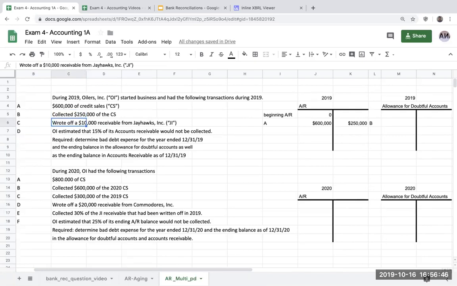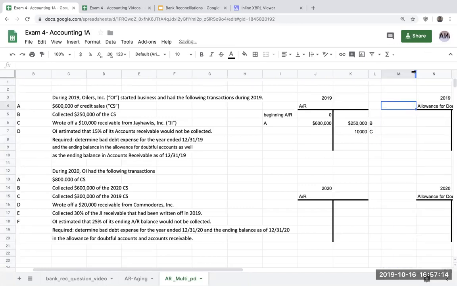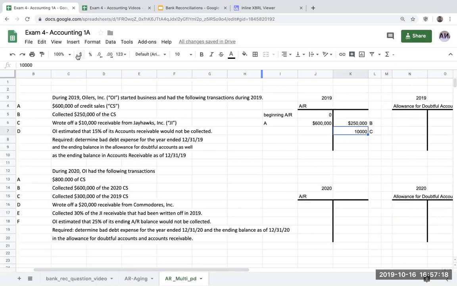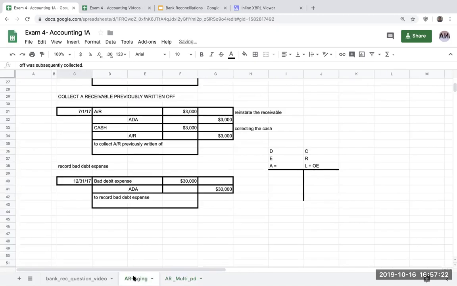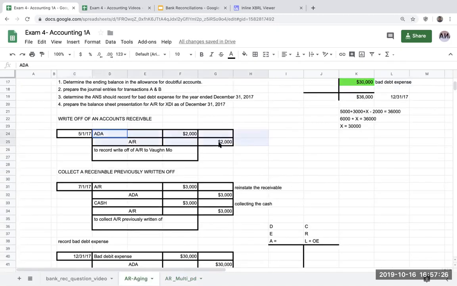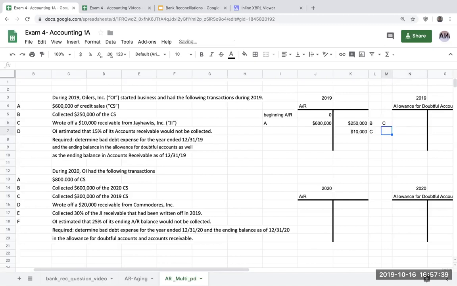Okay. Now, letter C. I wrote off a $10,000 receivable from Jayhawks Inc. So when I write off a receivable, what's my journal entry? Credit 10,000 in accounts receivable. And then what do I debit? When I'm writing off an account receivable, what do I debit? ADA. It's always the same. What's very important to remember is that if we write off a receivable, this will always be the journal entry we're going to use. I debit the allowance for doubtful accounts and I credit AR. So over here for letter C, I'm debiting my allowance for doubtful accounts for 10,000.